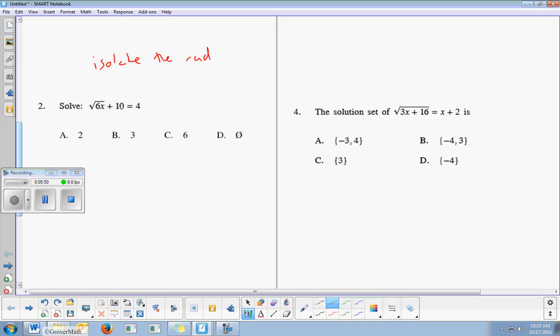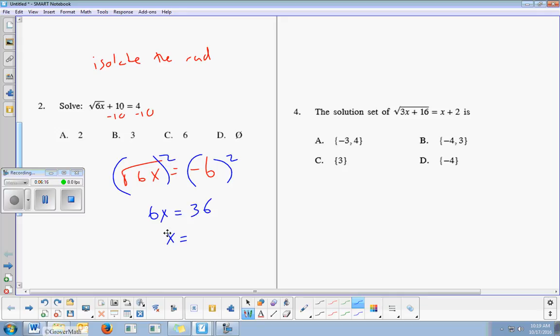What I mean by that is this is the radical, the square root of 6x. The plus 10 is not part of it. So the first thing I want to do is subtract 10 from both sides to make it the square root of 6x equals negative 6. Now that the radical is by itself, we can square both sides. And when I square the square root, I just get the piece that was inside. And negative 6 squared is 36. Divide, x equals 6.